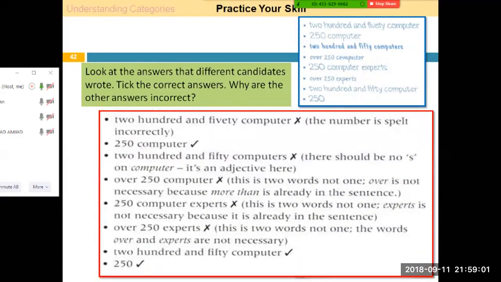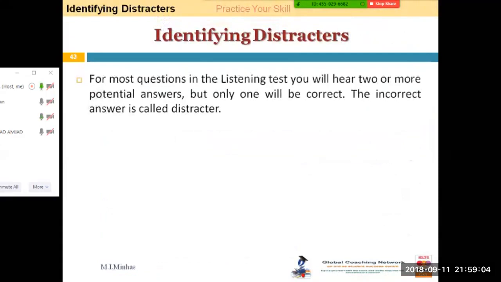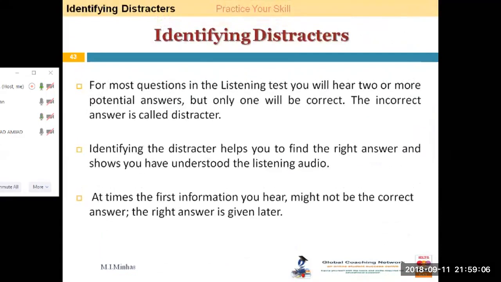Now, identifying distractors. Distractors are something I've already covered; I've touched this point. Distractors are something which distract you. So what does it mean? It means that there will be multiple figures, multiple data which will be discussed, but the correct option will be only one of them. The other options would be just distractors. They are there to confuse you.